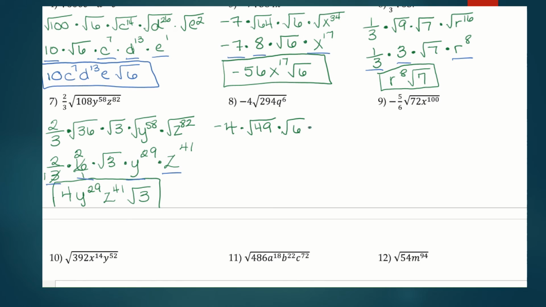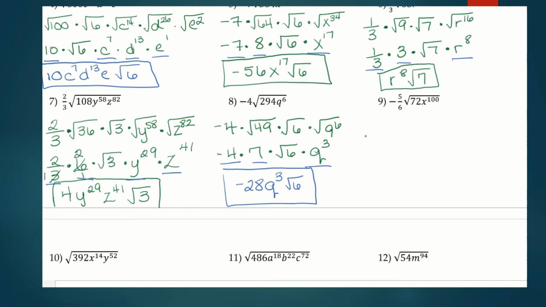And then times q to the 6th. So square root of 49 is 7. Root 6. Q to the 6th, cut it in half, and you get 3. Combining everything on the outside, we get negative 28 q to the 3rd power root 6.